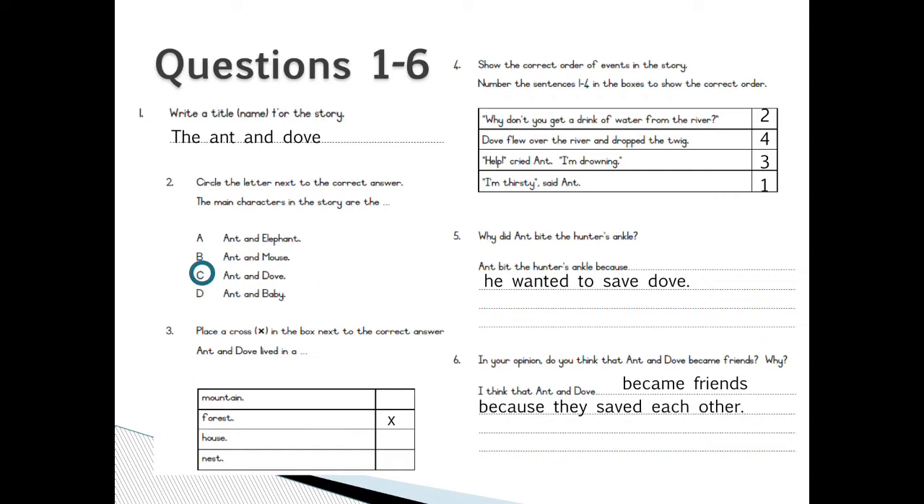The correct order is 2, 4, 3, 1, and it reads, I am thirsty, said Ant. Why don't you get a drink of water from the river? Help! Cried Ant. I'm drowning. And Dove flew over the river and dropped the twig. 5. Ant bit the hunter's ankle because he wanted to save Dove. 6. I think that Ant and Dove became friends because they saved each other.